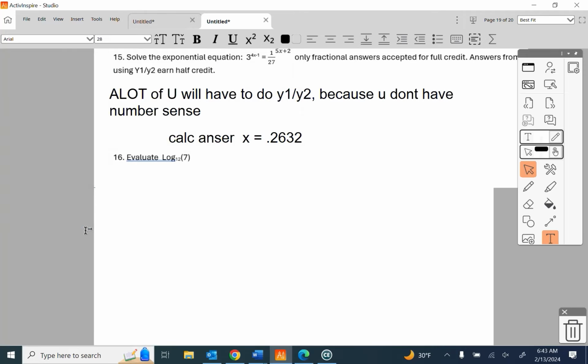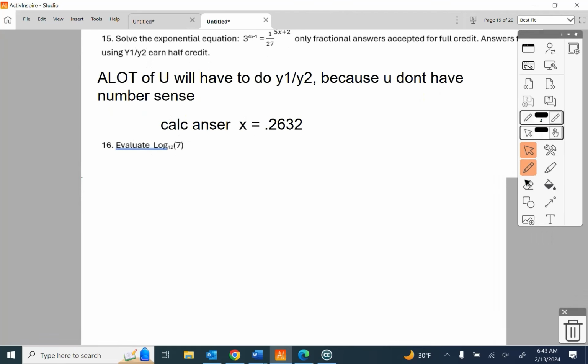Try this now. There we go. So, full credit.